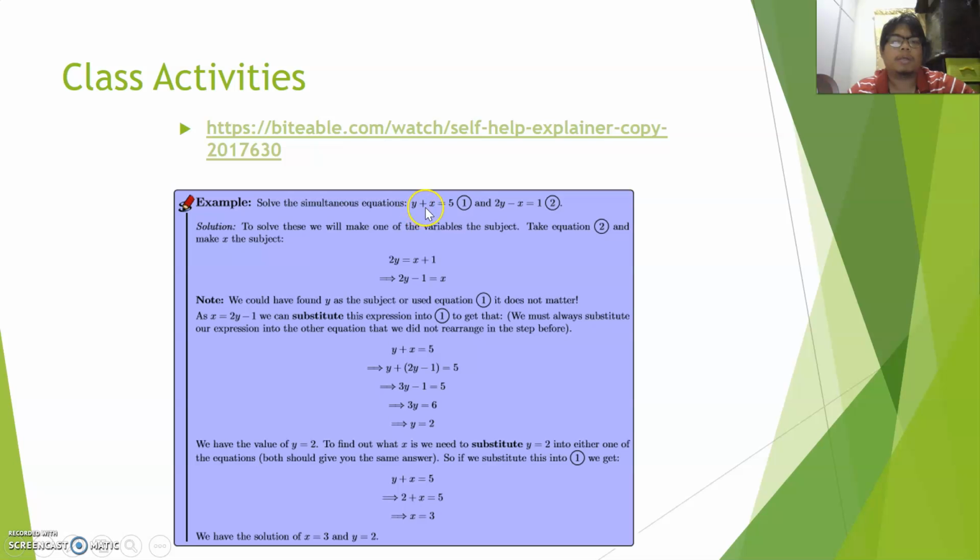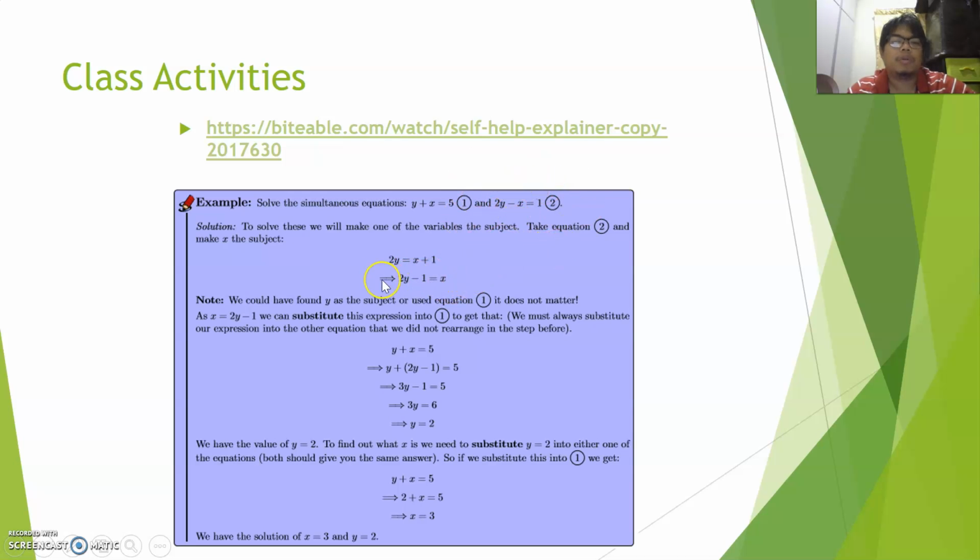The first equation is y plus x equal to 5, and the other one is y minus x equal to 1. We label the first equation as 1 and the second equation as 2. To solve these equations, we make one of the variables the subject. The variables in our equations are y and x, so you can choose either one. For example, here I would like to make x the subject.